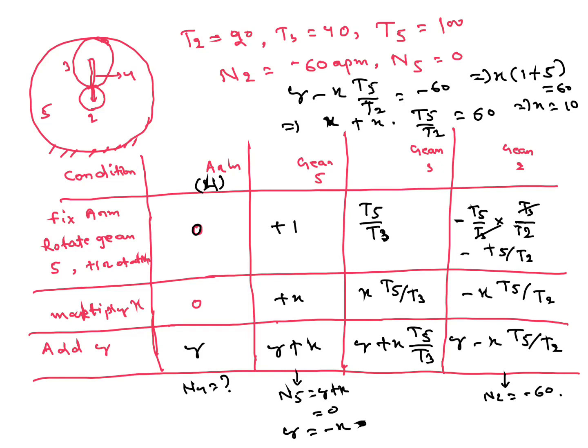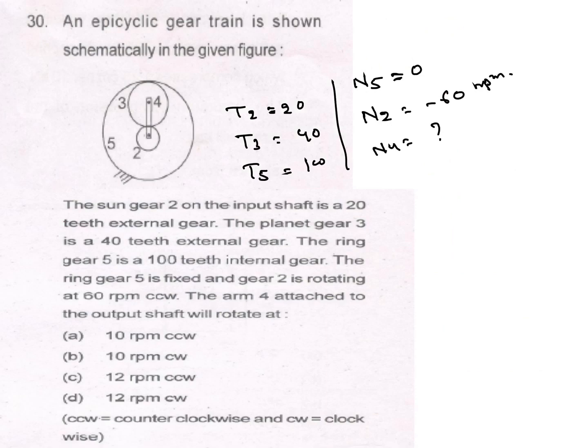From here we will get y equal to minus x. So we will get minus 10 rpm. So it's also counterclockwise. So N4 value is minus 10 rpm or 10 rpm counterclockwise. This is the answer.